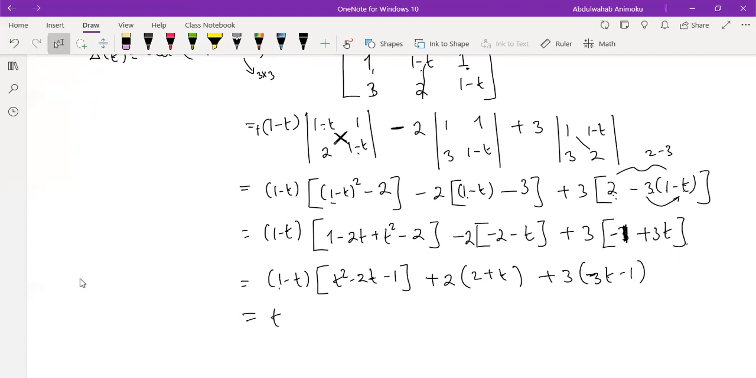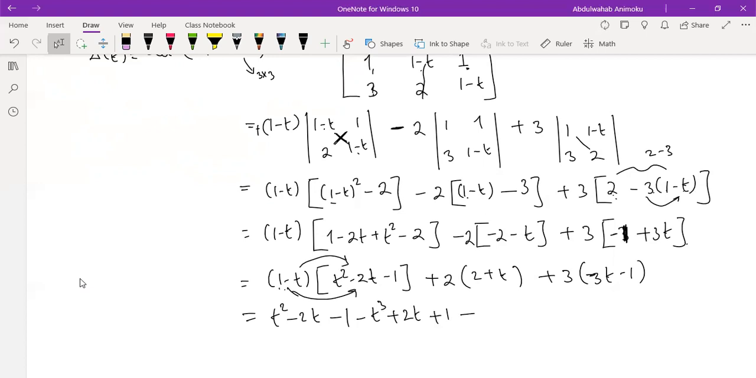1 times t is t cubed. Is t squared minus 2t minus 1. So I'm just expanding this. I'm using 1 to multiply this. Now I'll use t to multiply this. Next one is minus t times t squared. That's minus t cubed. Then plus 2t plus 1.